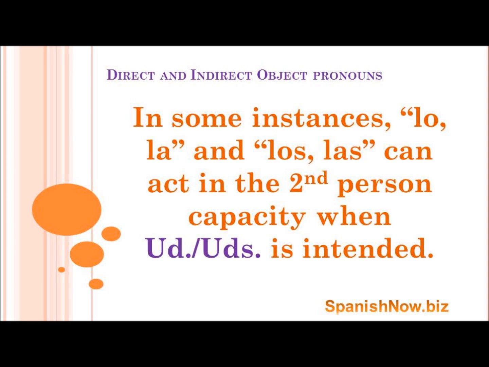Now sometimes we can use lo and la as well as los and las to act as a pronoun in the second person when we are referring to somebody as usted or ustedes. So instead of saying "a usted" or referring to them as usted, we can actually use the third person direct object pronoun.